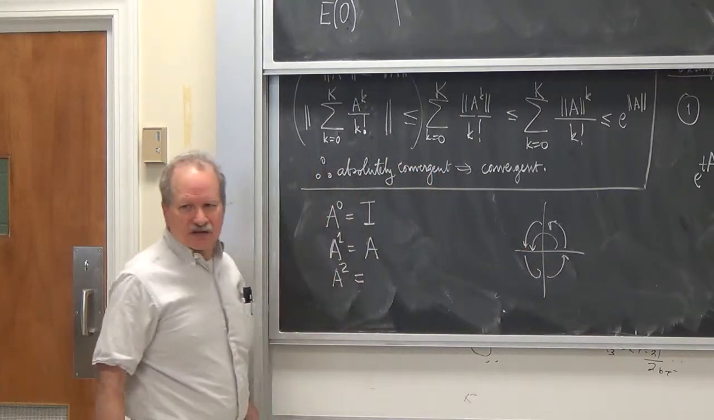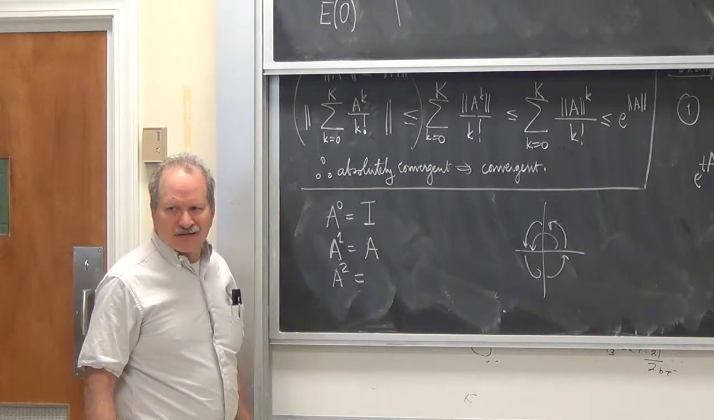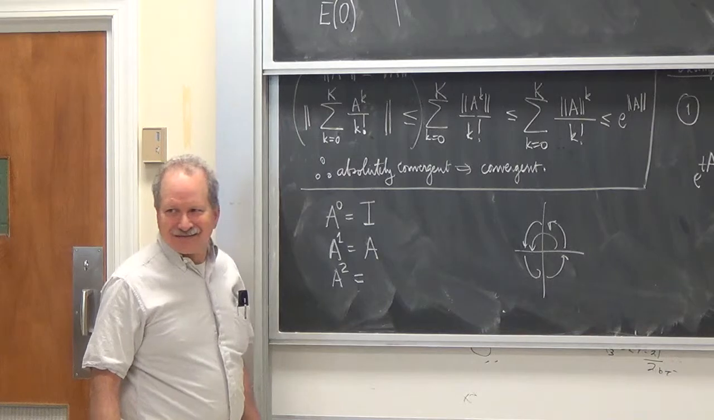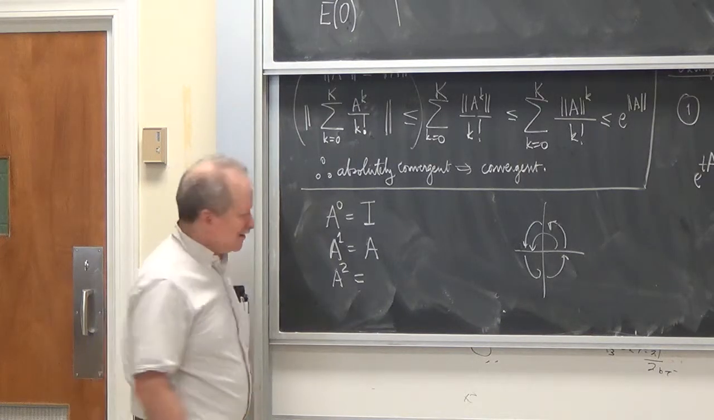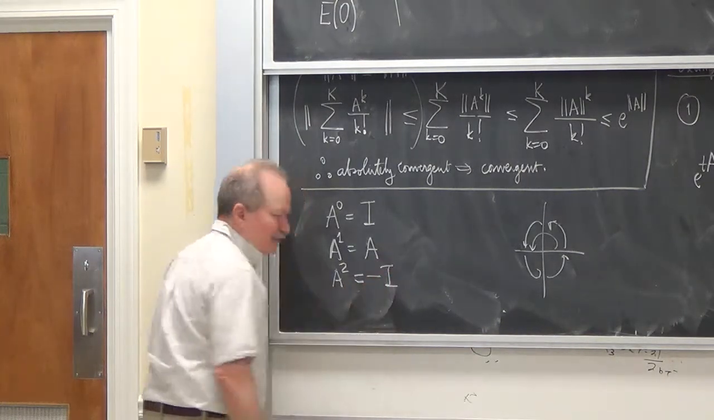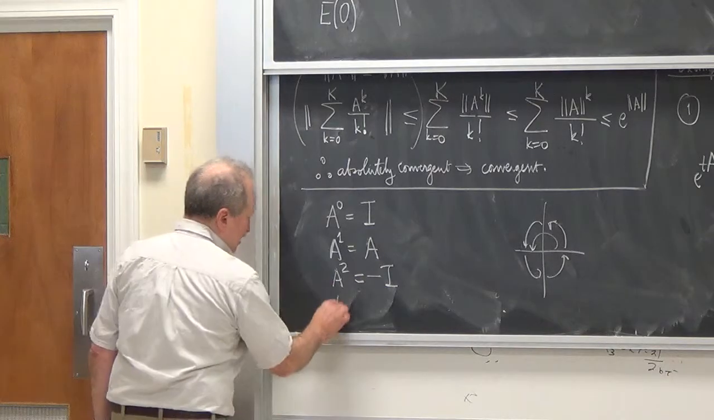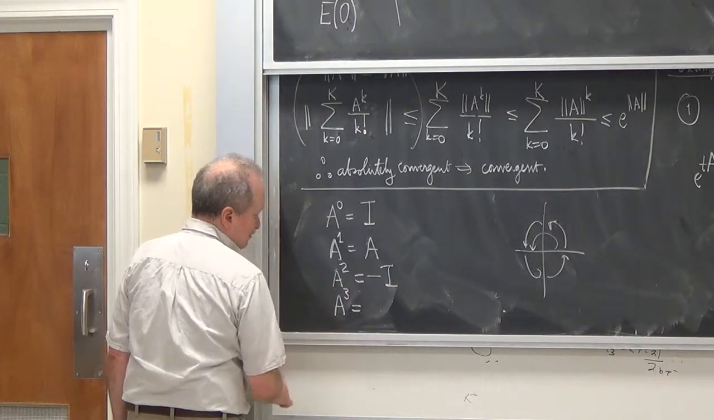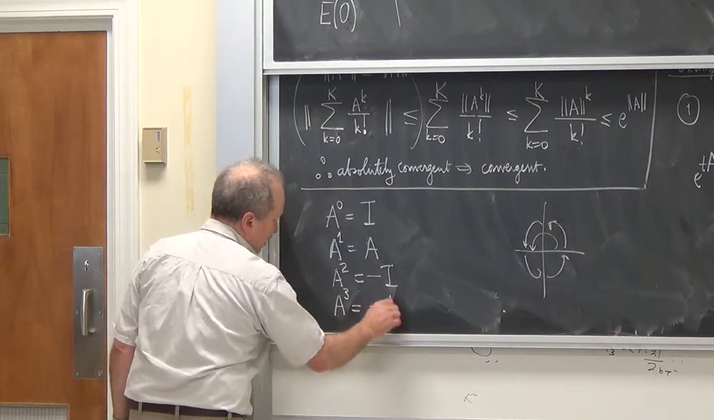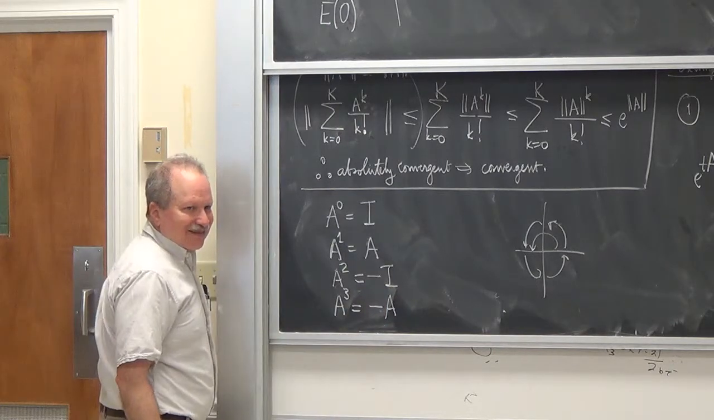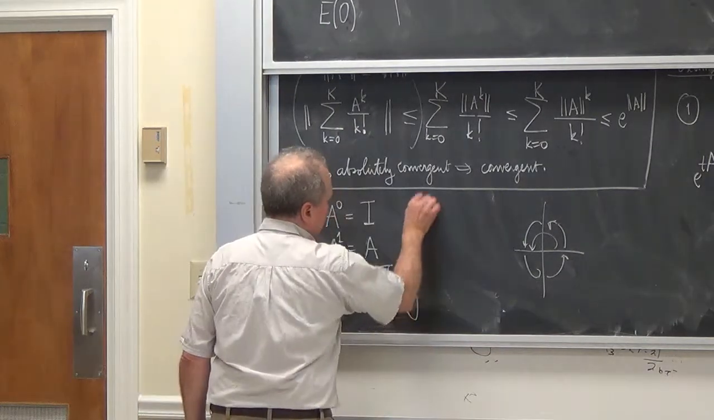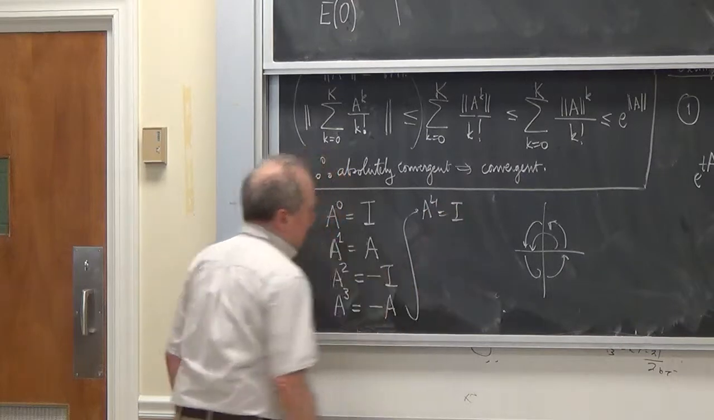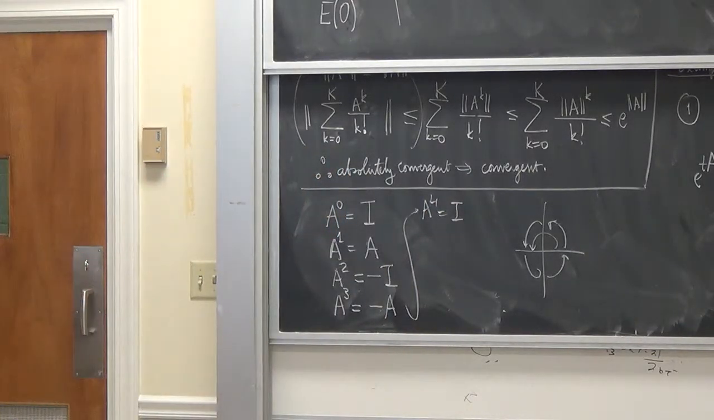What's the matrix? -1, 0, 0, -1. In other words, it's negative I. What's A cubed? Negative A. What's A to the 4th? I. I'm sorry, back to I. We just cycle through again.